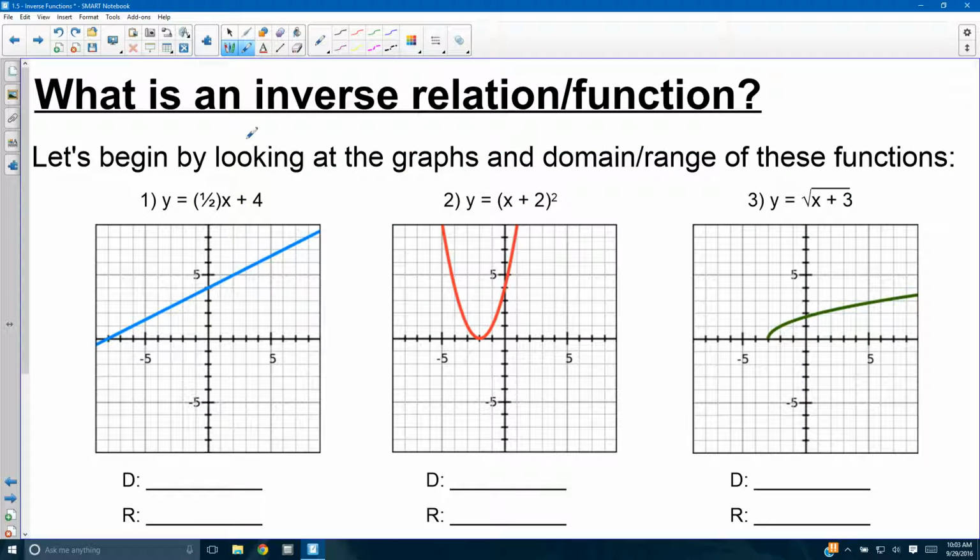But let's go ahead and take a look at what an inverse relation or function is. We'll get to it in just a moment, starting by taking a look at original functions, these graphs, what their domain and range are, and they're already graphed for you.